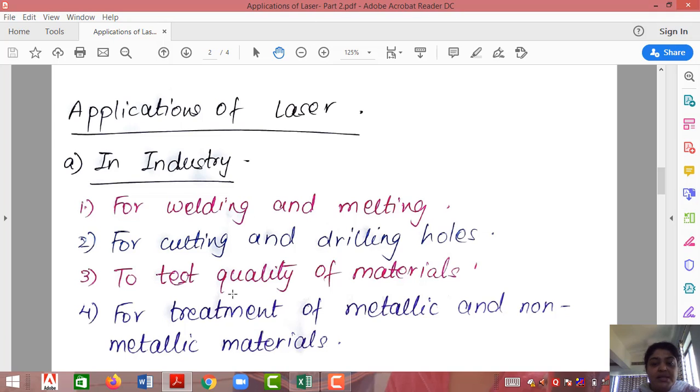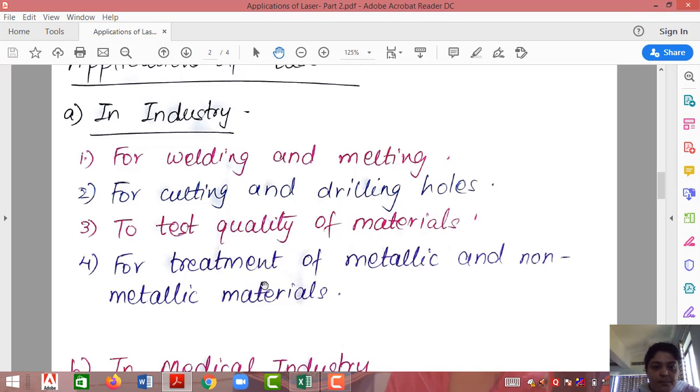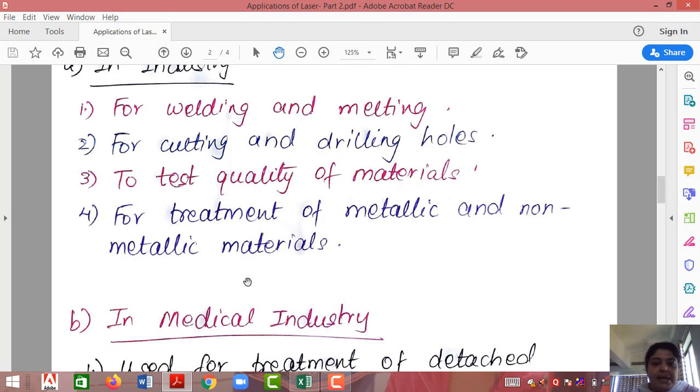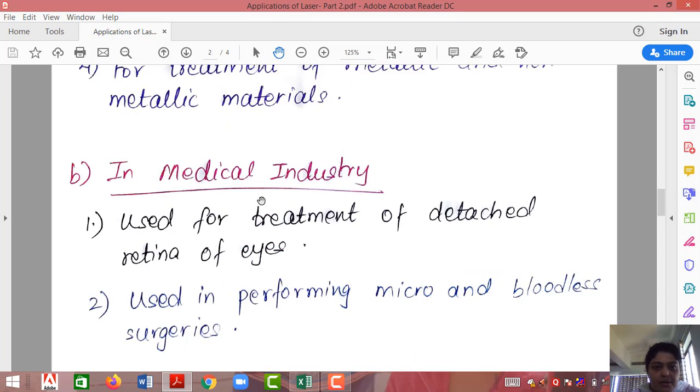It is also used to test the quality of material. Laser is used as a quality test. This will not destroy the material; the laser beam is passed through the material and it is just analyzed within or under the surface of the material whether there are defects or not. Just like non-destructive testing we studied in ultrasonics. It is also used for treatment of metallic and non-metallic materials. So for industrial applications, you can write 2 or 3 applications, that is enough.